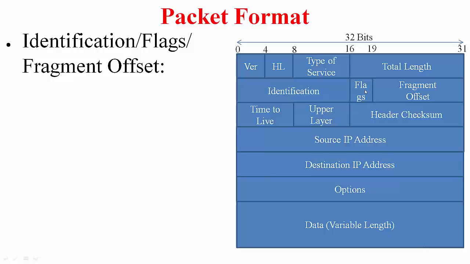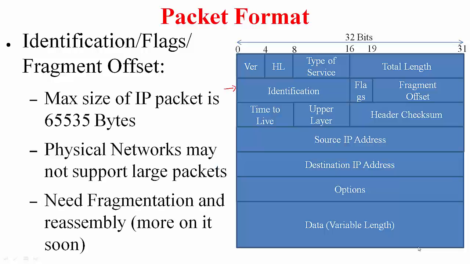Then come the fields identification, flags, and fragment offset. This is to help in the fragmentation and reassembly that I mentioned earlier. But first, tell me, what is the maximum size an IP packet can take? Since the total length field is 16 bits, you can have 2 to the power of 16 minus 1 bytes, because this total length captures the byte count.